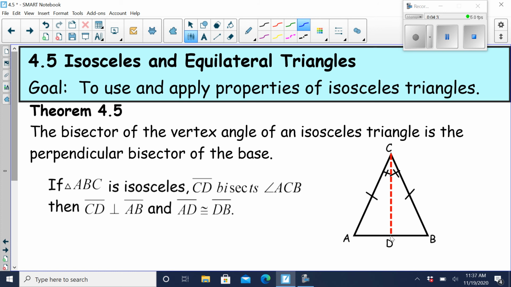So the perpendicular piece means that when CD meets the base, it's going to form a right angle. So I'm going to mark these 90s. It's also going to bisect the base. So I'm going to mark that AD is congruent to DB. And that's what they mean by perpendicular bisector. It bisects the base. So it's bisecting a segment, not this angle up here, bisecting the base.